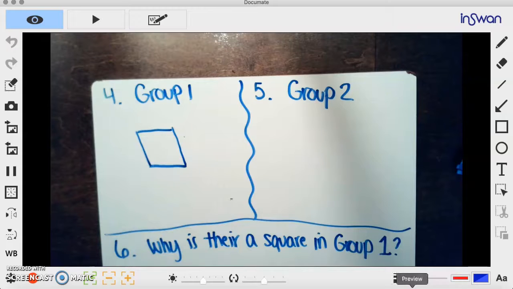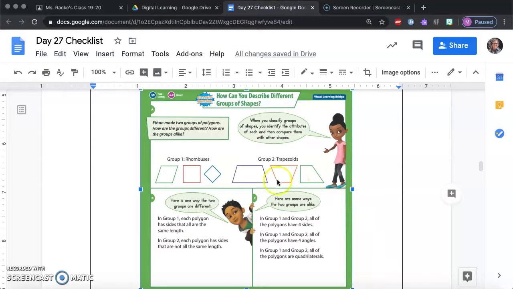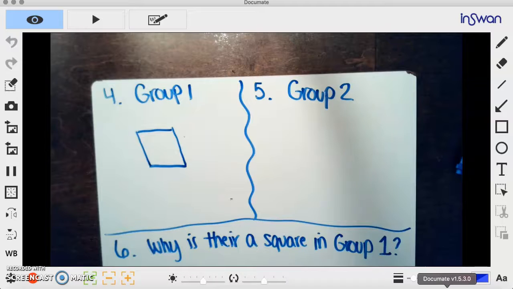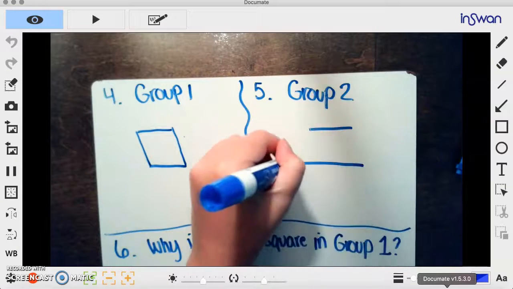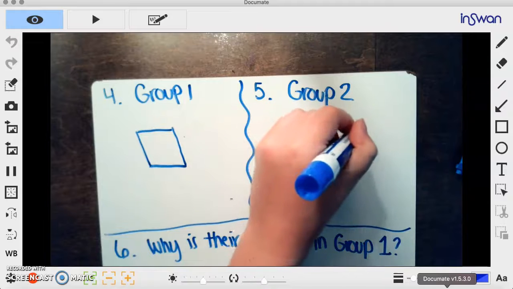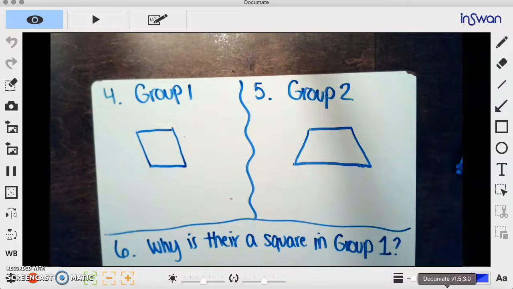Let's look at group 2 now. Group 2 is a trapezoid. So I need to make sure that I have exactly 1 pair of sides on lines that never cross. Exactly means I cannot have 2 pairs of lines, just 1. So I can take a shape and draw that.